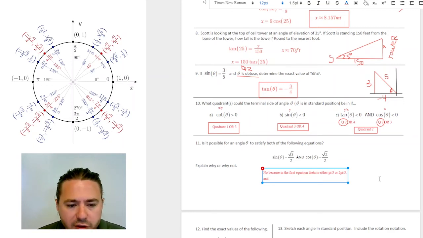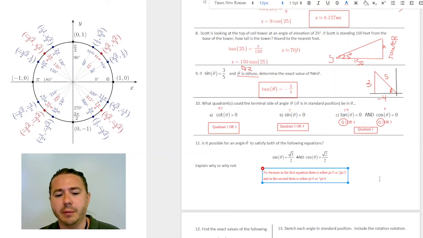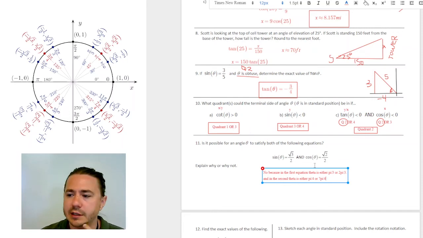So how do I want to word this? No, because in the first equation, theta is either pi over 3 or 2 pi over 3. And in the second, theta is either pi over 4 or 7 pi over 4. Now, it might be an angle coterminal to that, but those terminal sides are not in the same location. So there's no single angle measure that will satisfy both of these simultaneously.